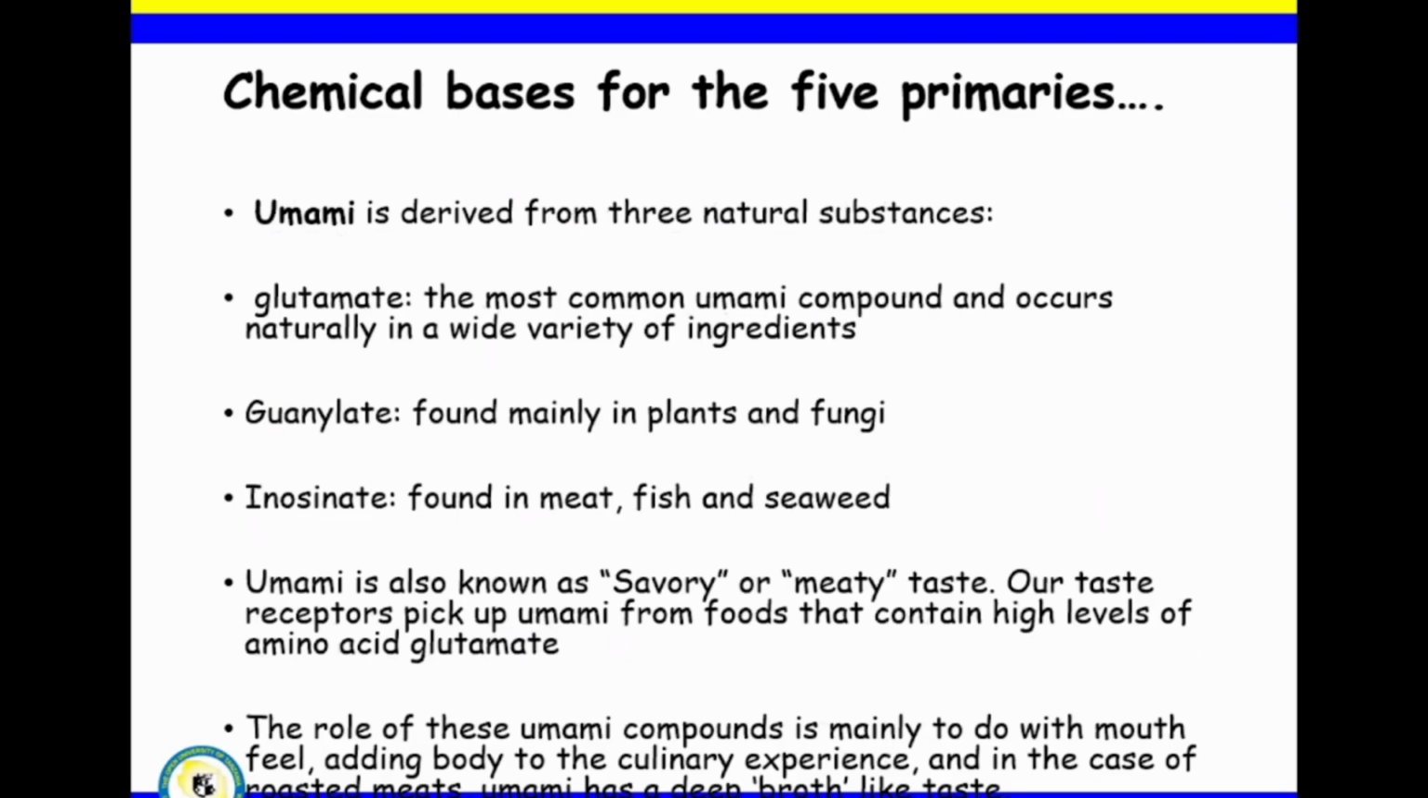The fifth one is umami. Umami is derived from 3 natural substances: glutamate, guanylate, and inosinate. Glutamate is the most common umami compound and occurs naturally in a wide variety of ingredients. Guanylate is found mainly in plants and fungi, and inosinate is found mainly in meat, fish, and seaweed. Umami is also known as savory or meat taste. Our taste receptors pick up umami from foods that contain high levels of amino acid glutamate.